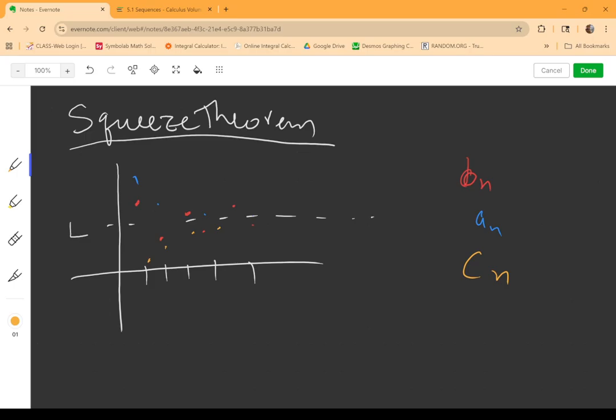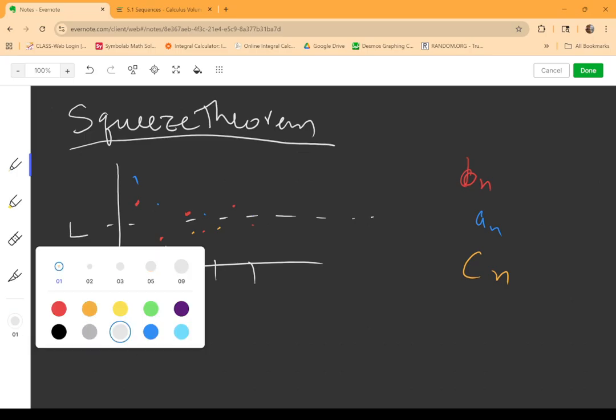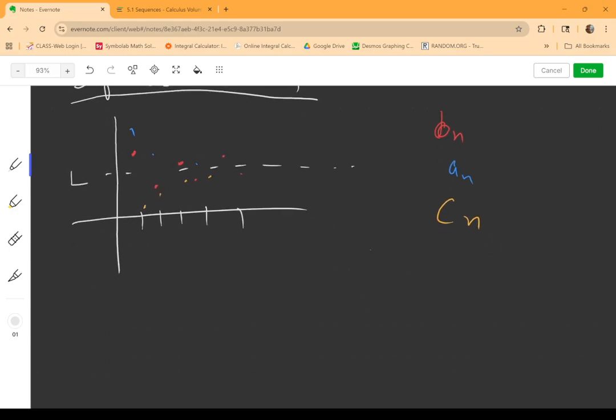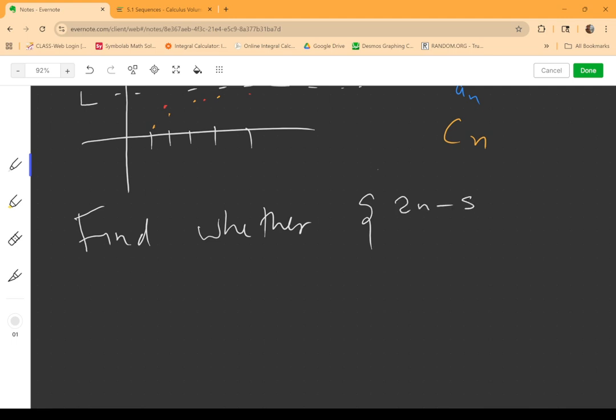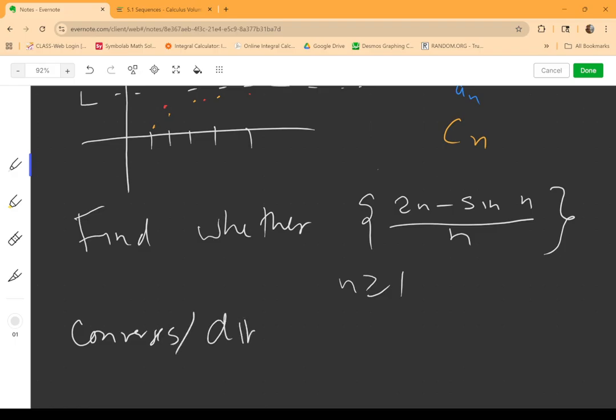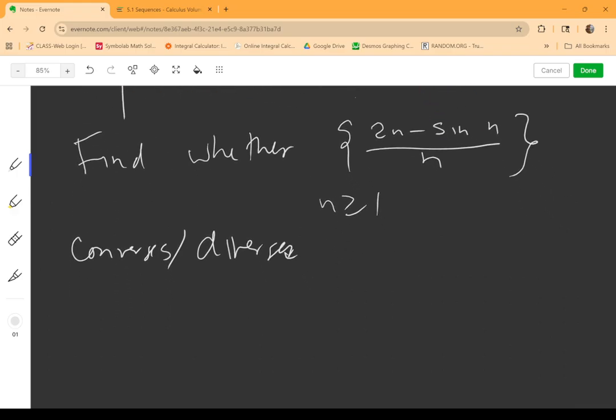All right, now this is particularly helpful with our trig functions, the sine and the cosine. For example, let's say that I wanted to find whether the sequence (2n minus sine of n) over n, for n greater than or equal to 1, converges or diverges. And if it does converge, to find the value that it converges to.